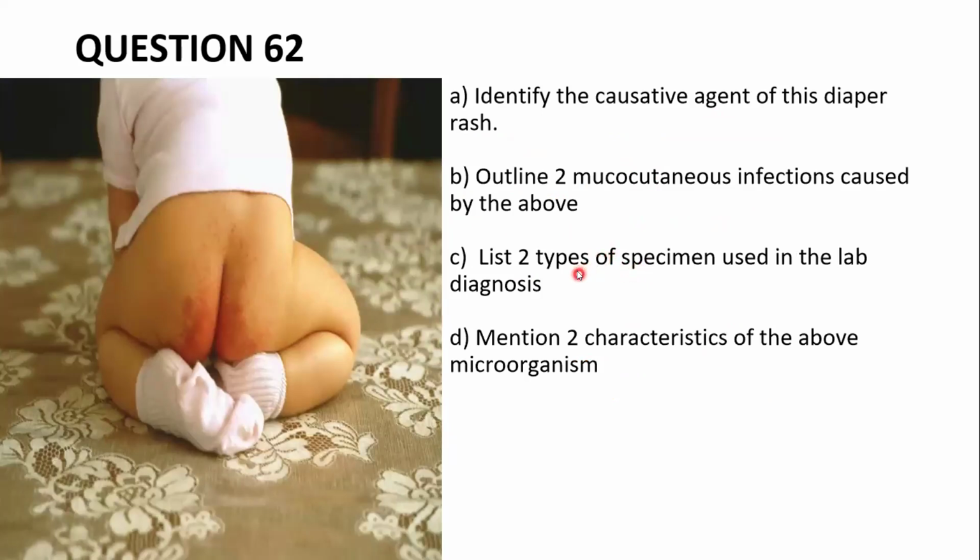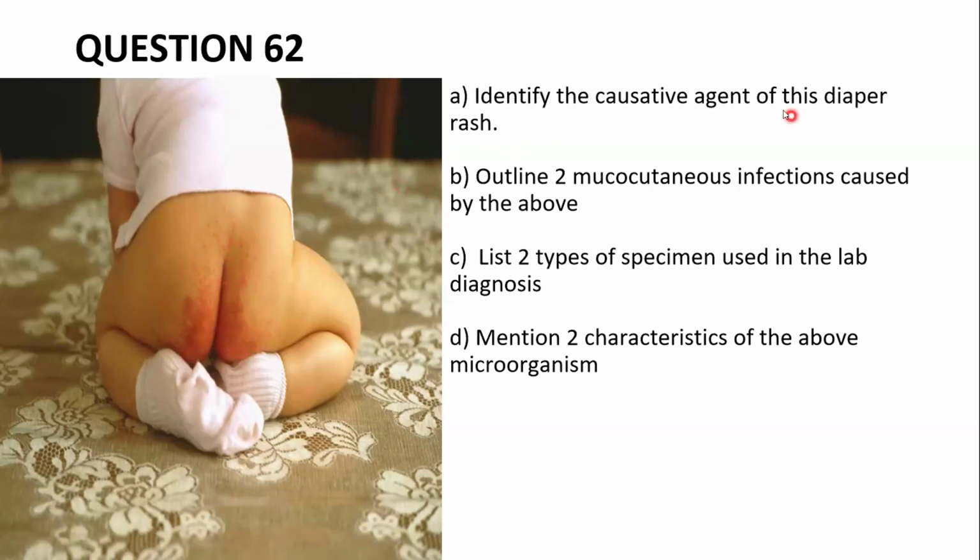Now, this is also another one, very high yield. As you can see, this is a baby and they have some sort of rash at the buttocks. And this rash is not well defined. It looks irregular in shape. Okay. Can you see it?